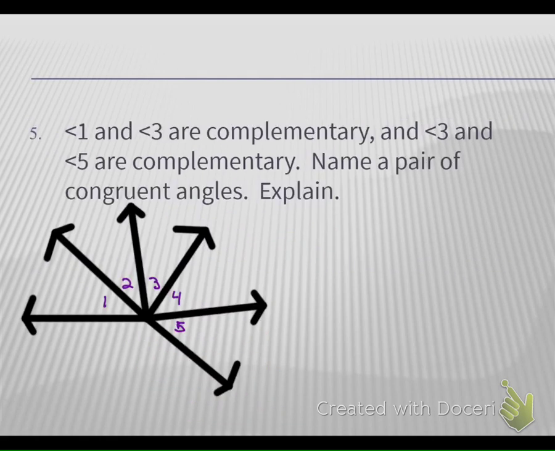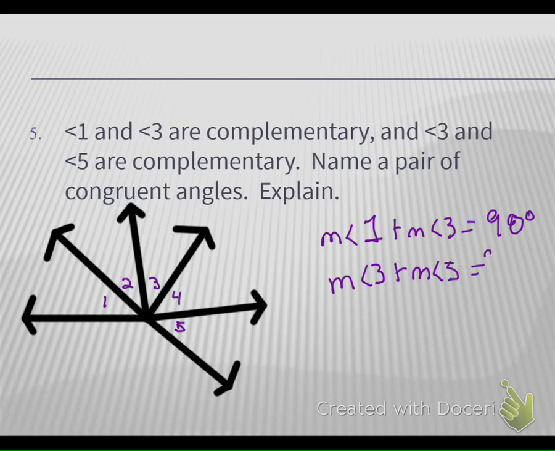The measure of angle 1 and angle 3 are complementary. So I'm going to write that out. Measure of angle 1 plus the measure of angle 3 equals what? 90 degrees. Okay, and angle 3 and angle 5 are complementary. So I'm going to write that out as well. Measure of angle 3 plus the measure of angle 5 equals, complementary, you told me, is 90 degrees. Okay. Name a pair of congruent angles and explain.